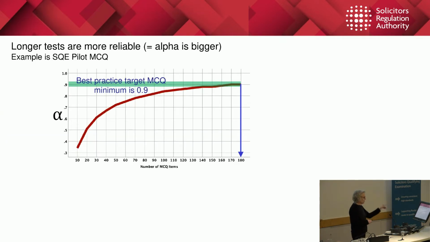So along the bottom is the number of MCQ items. And along the other axis is the alpha coefficient. And that red line shows how it increases when you've got more questions going towards your pass-fail point. And as we said, the best practice target is that you get 0.9.